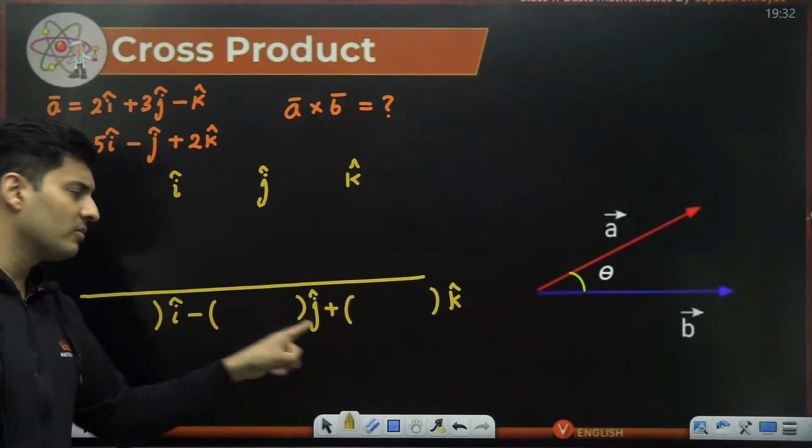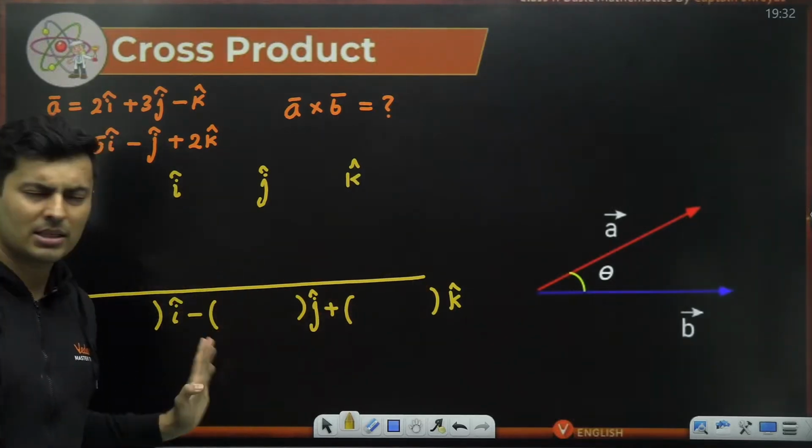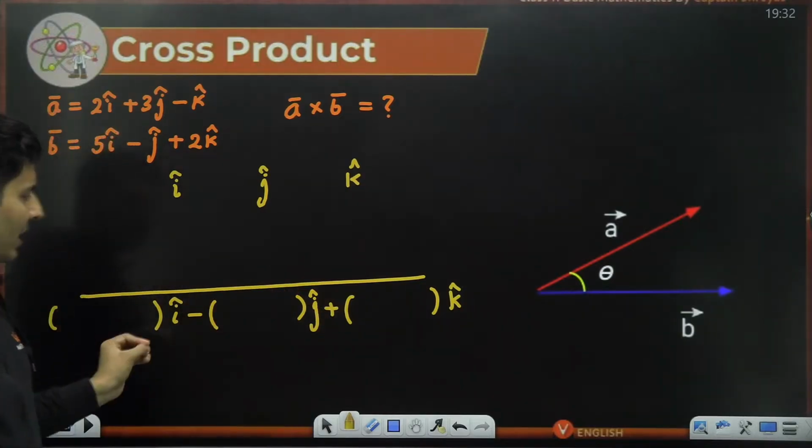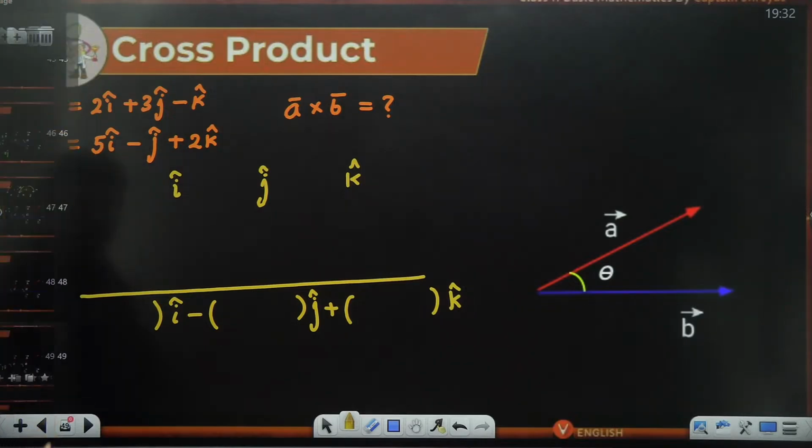Why, sir, only minus with j? Why not with k? Don't ask such questions. That is how you solve determinants. When you learn determinants, you will understand it. But for now, just put it like this.